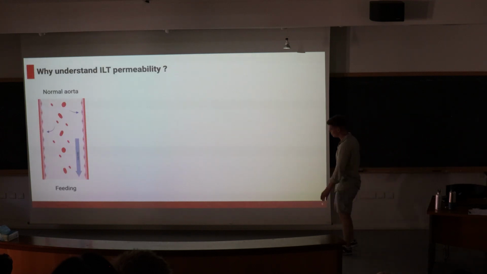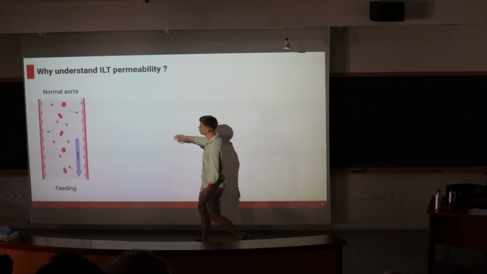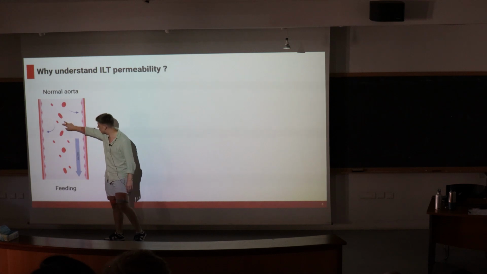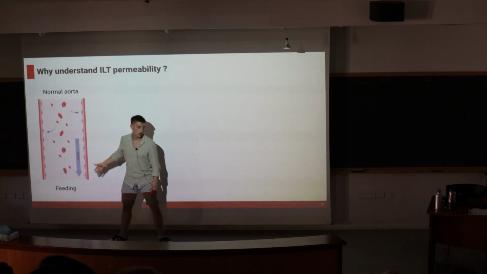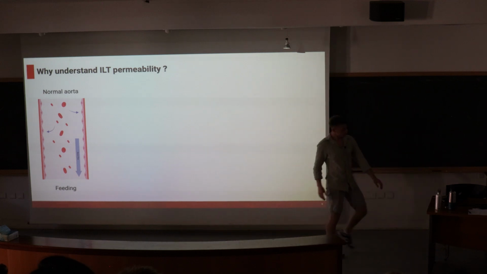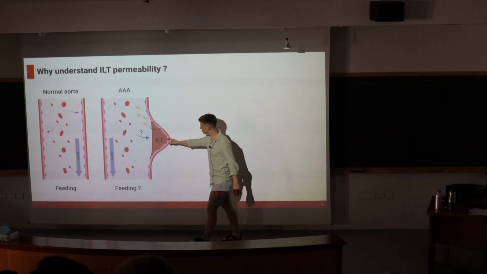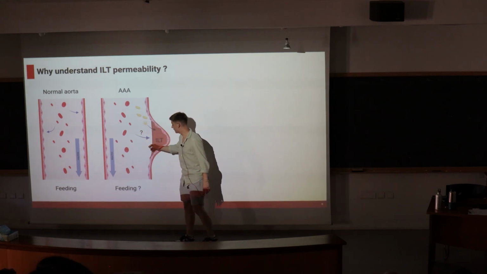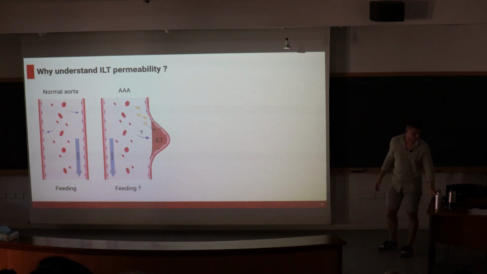What is important to understand ILT permeability? Here you have a cross-section of a normal aorta, with the blood flow and the cellular elements, and the cellular elements can naturally feed the vessel layer. But now, when you have an abdominal aortic aneurysm, you have a complex porous media between the blood flow and the vessel layer. And we can ask several questions: how can the cellular elements feed the vessel?